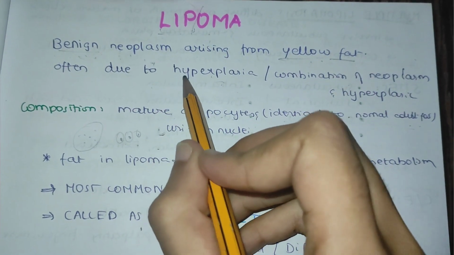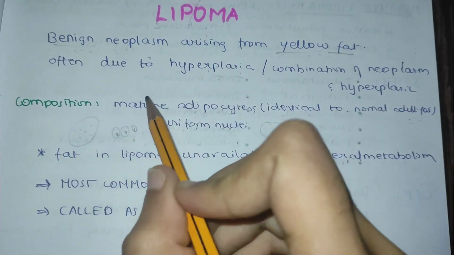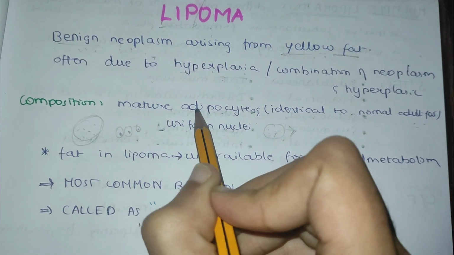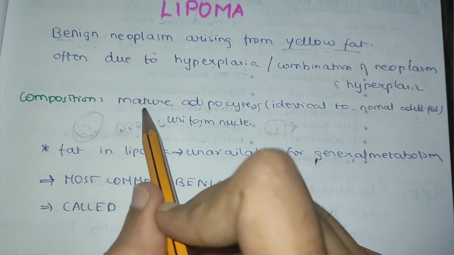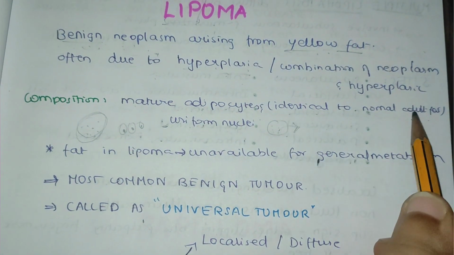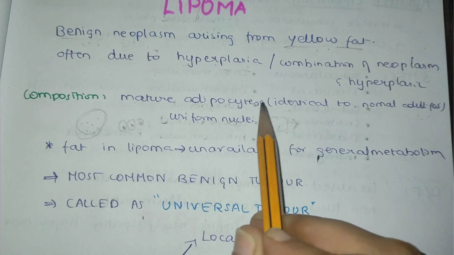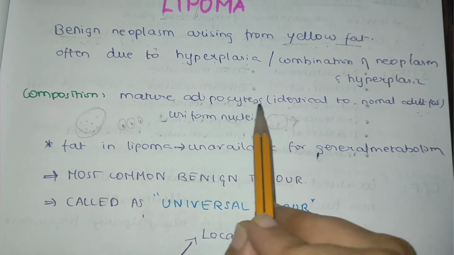So this is often due to the hyperplasia of the fat cells, increased multiplication of the fat cells. Consider this is lipoma, and it is made of mature adipocytes, and these adipocytes are all identical, and it is also identical to the normal adult fat cell. It resembles the same structure of the normal adult fat cell. It has no anaplastic changes, and it contains mature adipocytes.